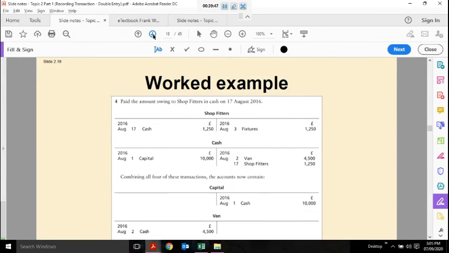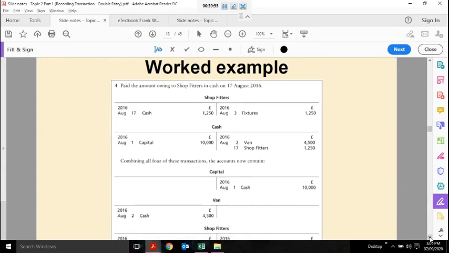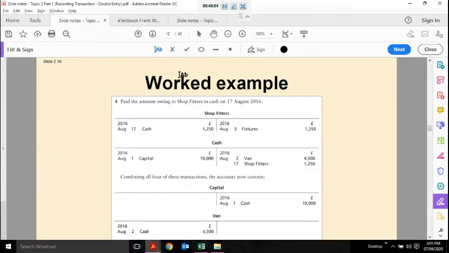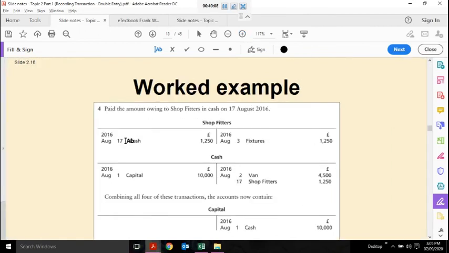Number four, example: you paid the amount owing to shop fitters in cash on 17 August. So now you owe them, right, just now. So we proceed from the previous one from here. So now you pay them. So when you pay them, hold on. So here you pay.